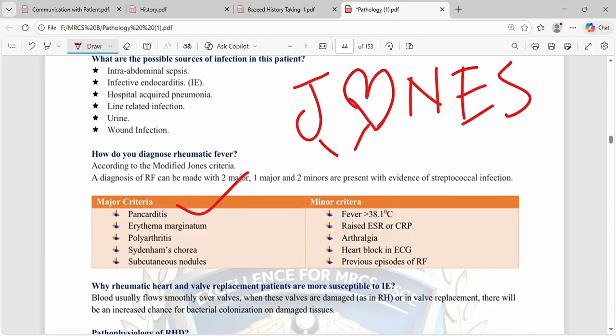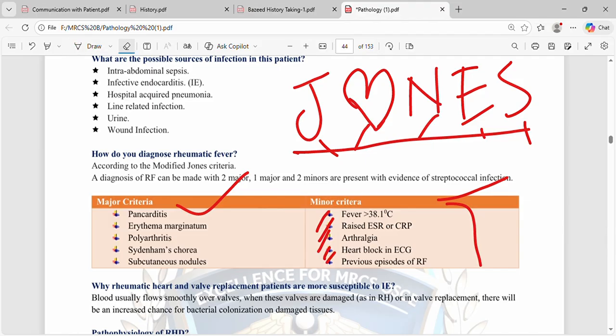The O is carditis. N is subcutaneous nodules. E is erythema marginatum. S is Sydenham chorea. So this is your major criteria. Now the minor criteria: fever greater than 38.1 degrees centigrade, raised ESR, CRP, arthralgia, heart block in ECG, and previous episodes of rheumatic fever. So these five are the minor criteria.